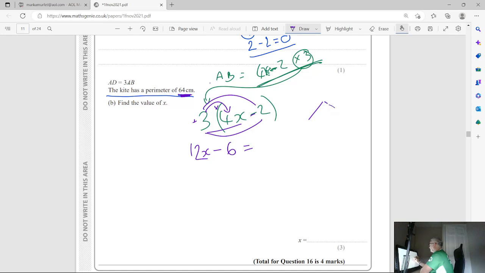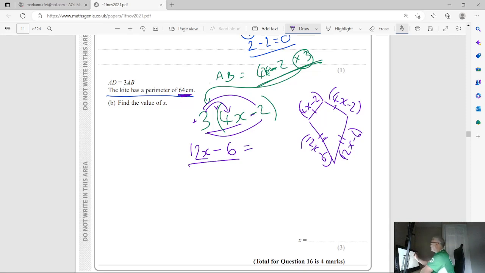So here's my kite. We now know the top one was 4x minus 2. We know that these two are the same, so that one is 4x minus 2. We know that this one and this one are 3 times as big. We just calculated that bit there. So this is 12x minus 6, and this must be 12x minus 6.